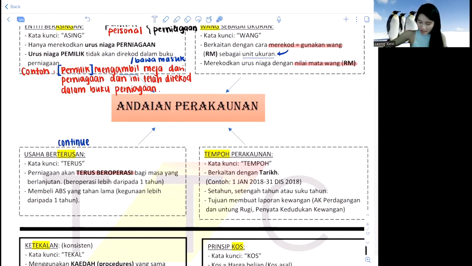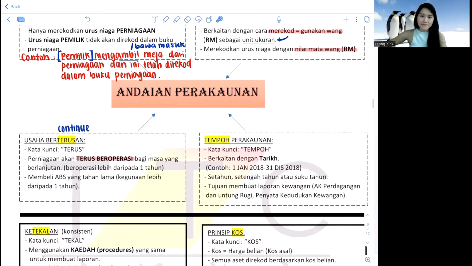So bagi masa yang berlanjutan, continuously until no dead end. I don't know when it's going to end, and beroperasi lebih daripada 1 tahun. So it means I don't aim to close my shop within a year's time. Okay, so berterusan. Continue to the fourth one, which is the last type of Andaian Perakaunan.